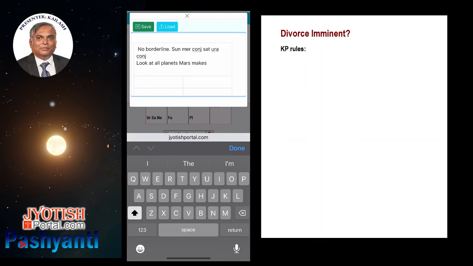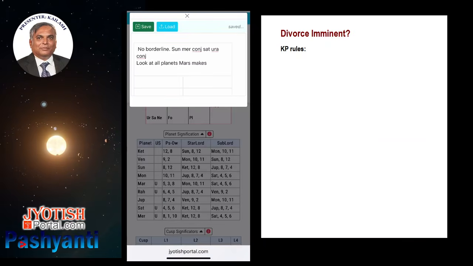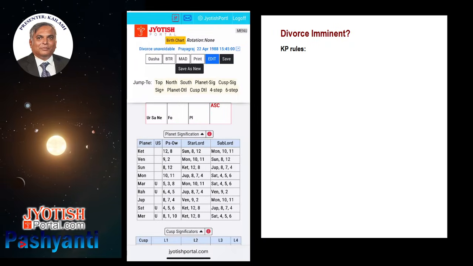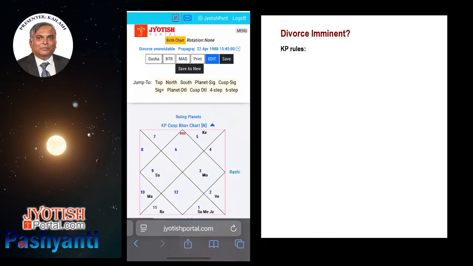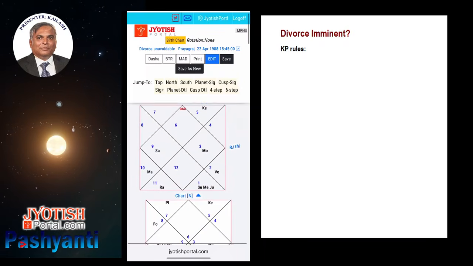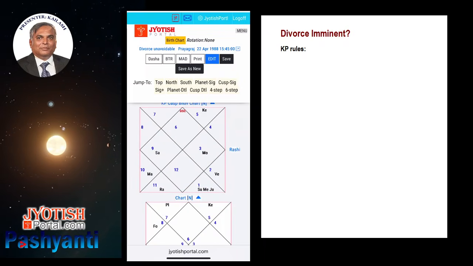Now, having said that, let's take a look at the chart. This is the chart of that person. So you have to kind of, on the phone, just remember this chart. But I think I will come up with something where you can see at least two things at the same time, the chart and the planet signification both.